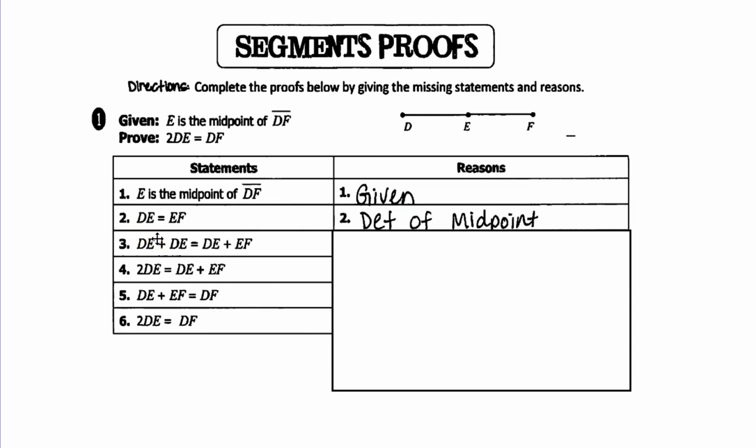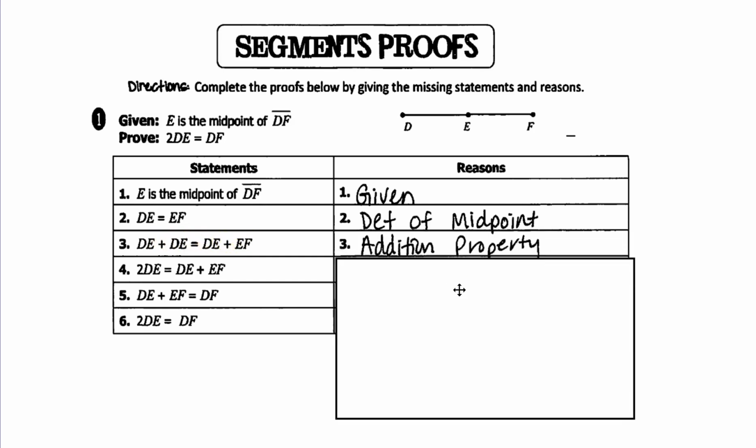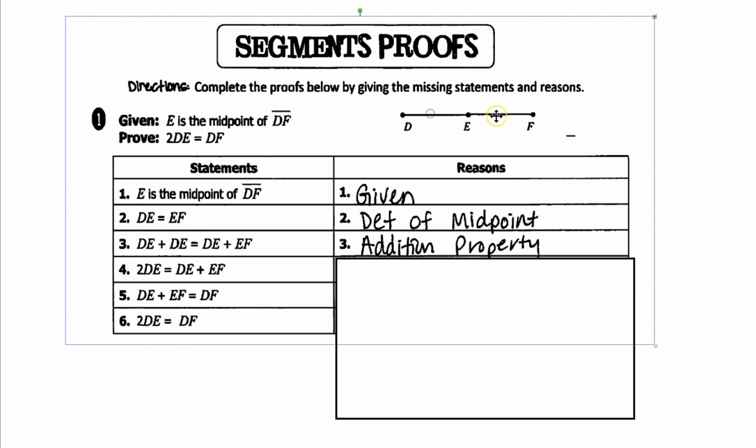DE plus DE equals DE plus DF. That is the addition property. Why? Well, when you think about it, DE plus DE is the same as DE plus EF. Why is that? Well, because they're the same, right? Doesn't DE equal EF?